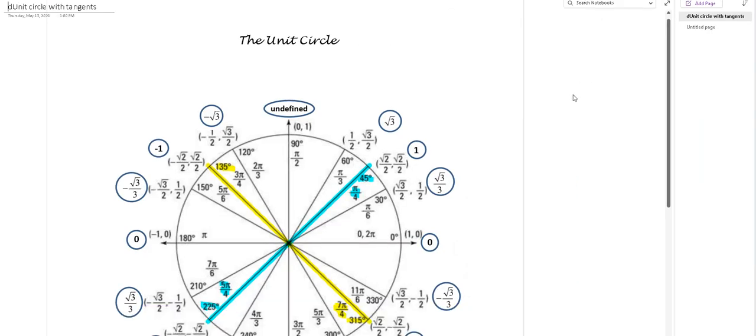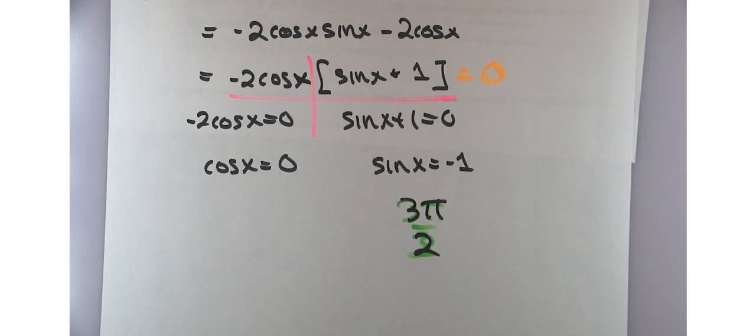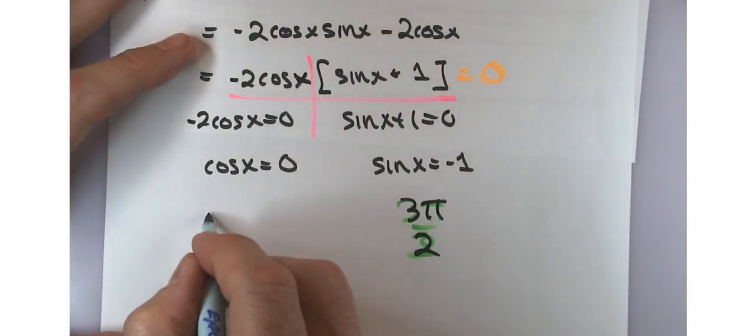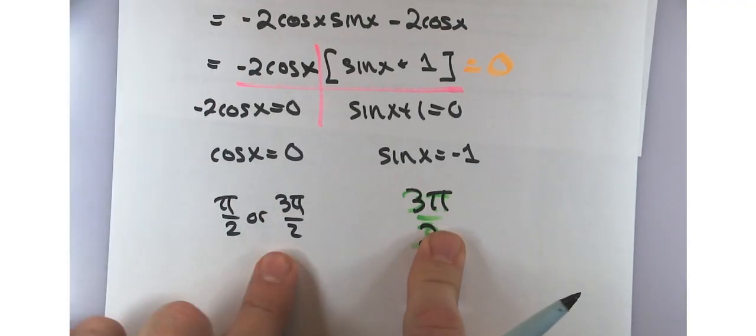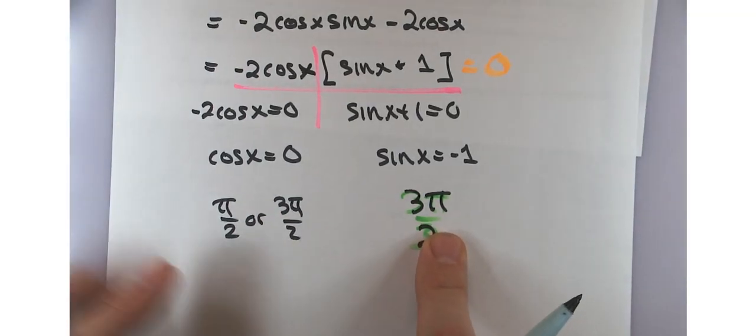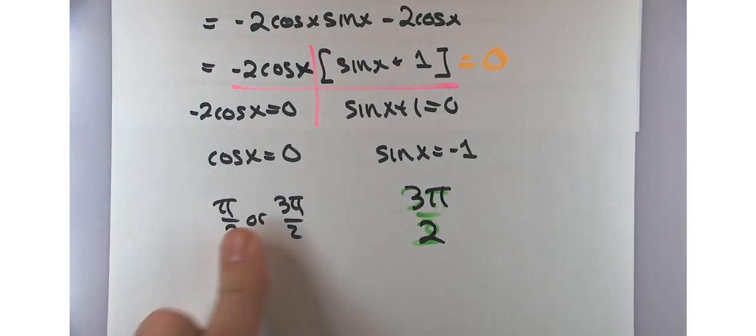You're looking for a place where the x coordinate is 0. And there's really a couple places where that x coordinate is 0. One of them's right here, one of them's down here. So at pi over 2 and at 3 pi over 2. So basically, we're getting a little redundancy in terms of our solutions. So pi over 2 or 3 pi over 2. We get that one twice, no big deal. Those are places where the derivative is 0.